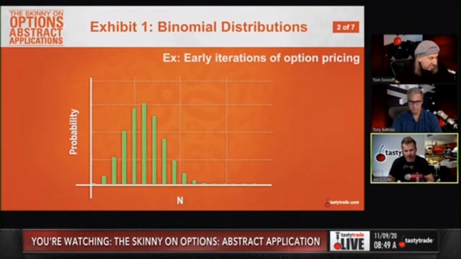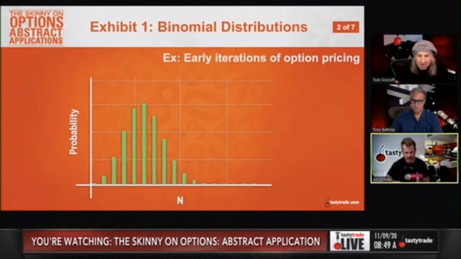It could be some proposition with a probability of 80%, like a free throw shot, or it could be a probability of 16%, like the roll of a die. It's just an on-off scenario. It either makes it or it doesn't.